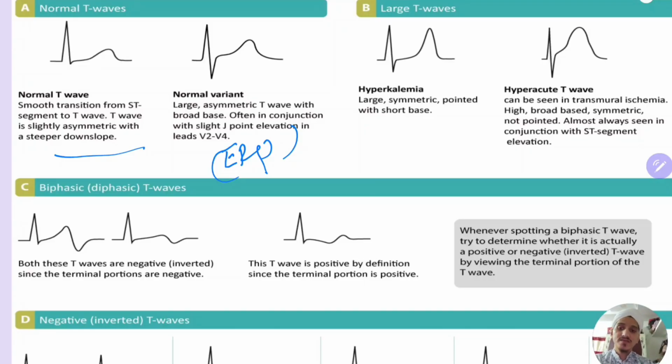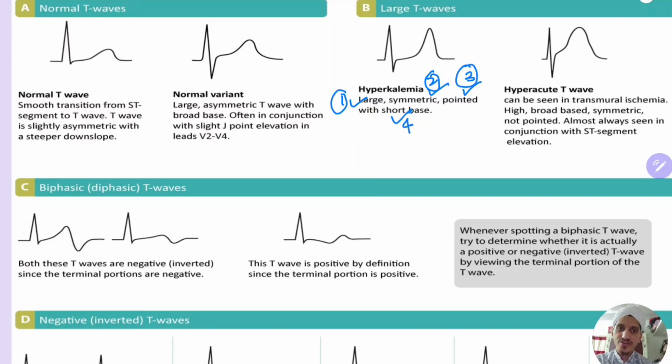Now large T waves. You know that large T waves you see both in ischemia as well as hyperkalemia. But how will you differentiate those two? Whether that is hyperkalemia or whether that is an ischemic T wave. That is the difference here. Remember this: large, symmetric, pointed, short base. It should be large, limbs should be symmetric, apex should be pointed, base should be short. So that is a T wave of hyperkalemia. Okay, these four things.